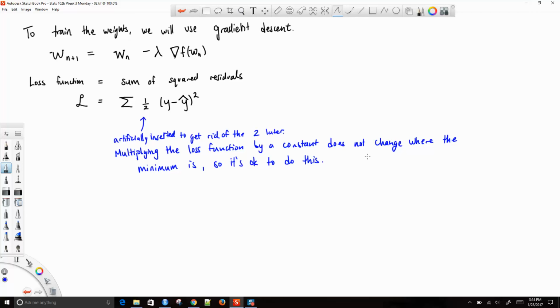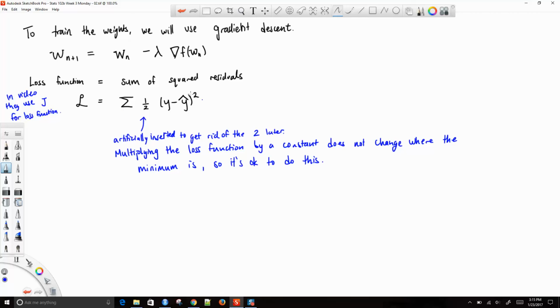Okay, so this is our loss function. I will provide some links to videos that follow what I'm doing here very closely, except in the videos they use the letter J for the loss function. So don't be confused. Okay, so this is our loss function.